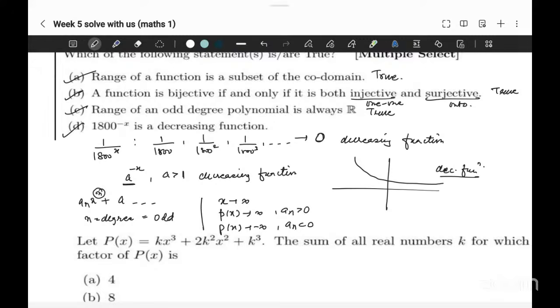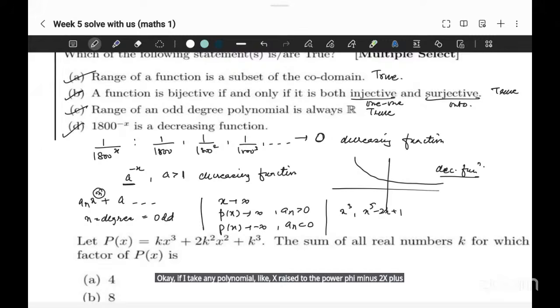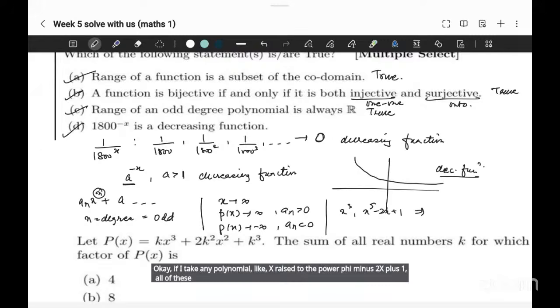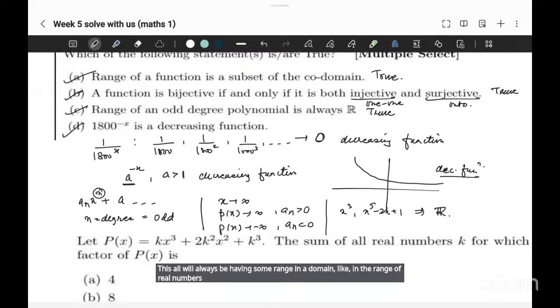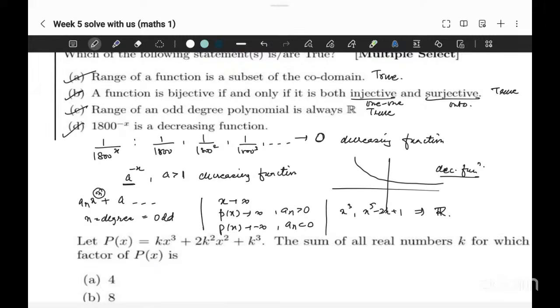Correct. So now if you just check here, all the polynomials, like x cube, or any polynomial like x raised to the power 5 minus 2x plus 1, all of these will always have some range in a domain, like in a range of real numbers. But it's always true.